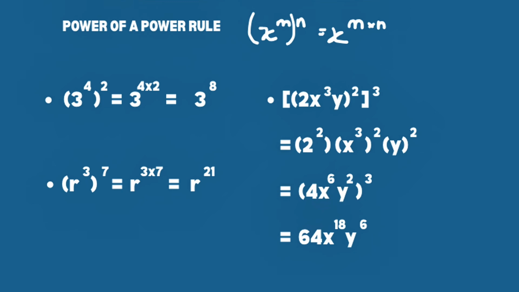Now on to the second one. So first we need to do 4 cubed, which is equal to 64. And then x to the power of 6 times 3, which is just x to the power of 18. And then last but not least, we have y to the power of 2 times 3, which is just y to the power of 6.